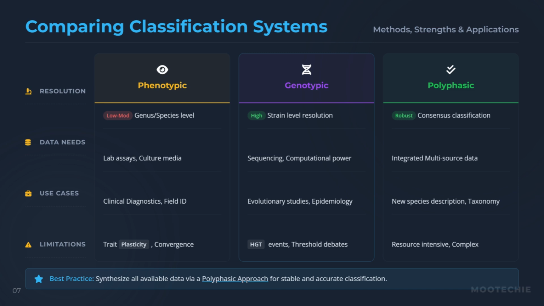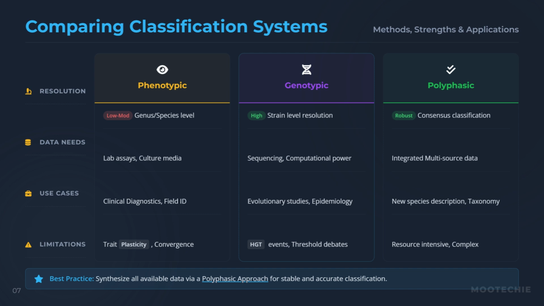Considering the data needs, phenotypic relies on lab assays and culture media. Genotypic requires sequencing and computational power. Polyphasic needs integrated multi-source data. For typical use cases, phenotypic is common in clinical diagnostics and quick field ID. Genotypic is key for evolutionary studies and disease epidemiology. Polyphasic is the gold standard for new species description and formal taxonomy revision.